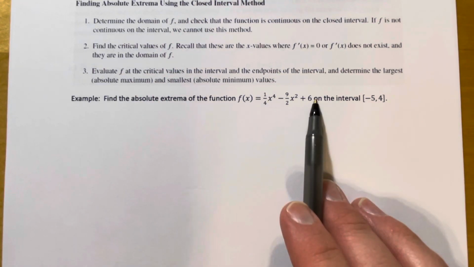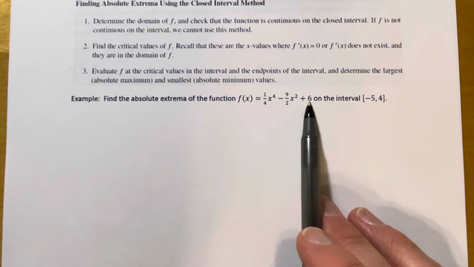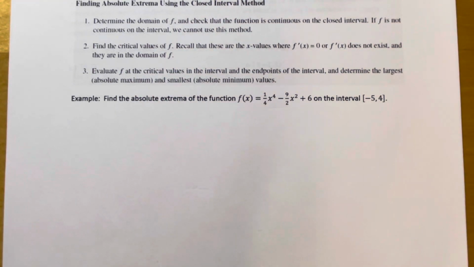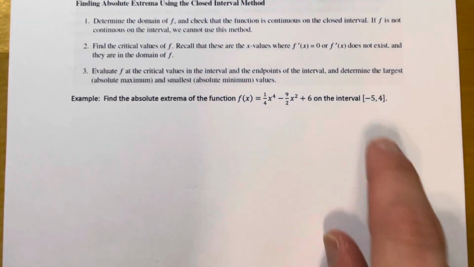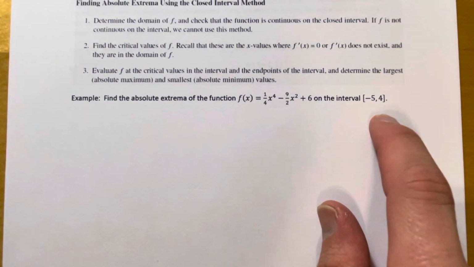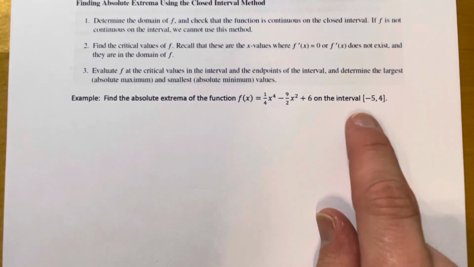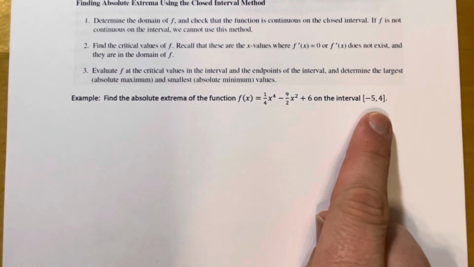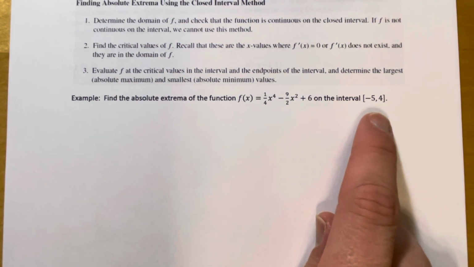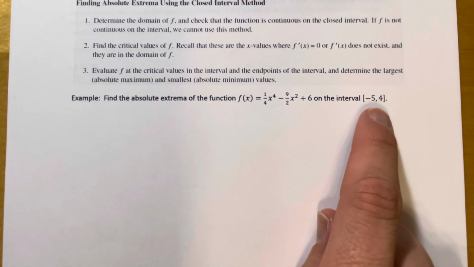Well, it's all real numbers. And not only that, because it's a polynomial, it's continuous on the set of all real numbers. So that means it's going to be automatically continuous on any interval I focus on. So we have the continuity thing in place, and then we're only looking at a closed interval.